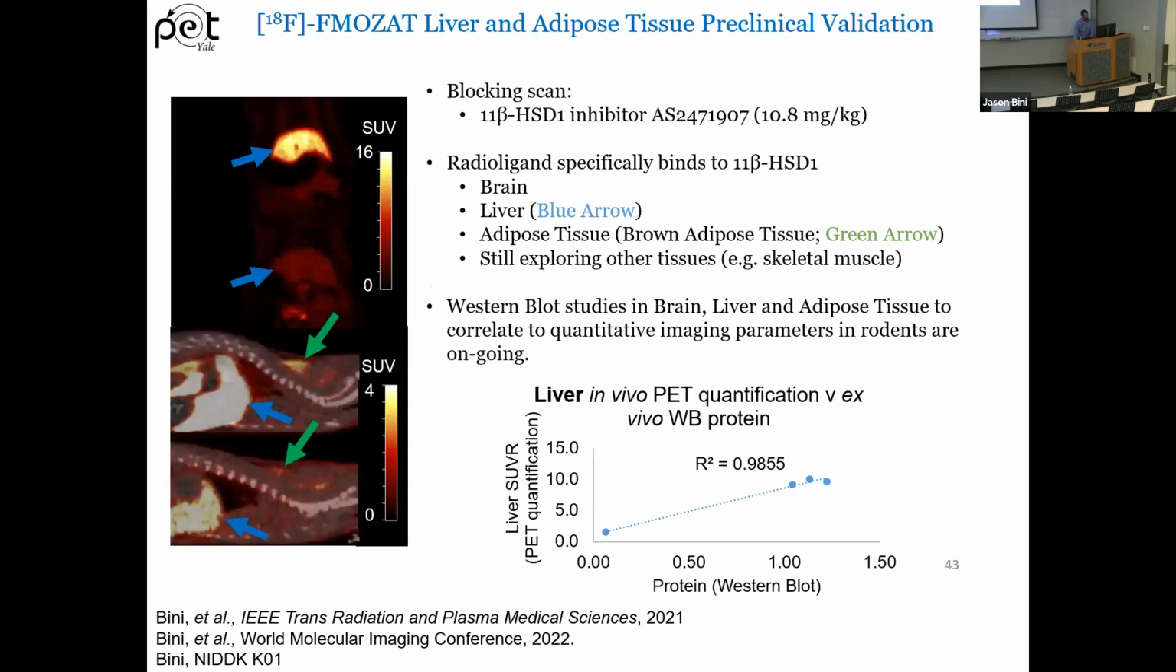And similar to the brain, we give a blocking drug. We show we're actually blocking what we see in the liver. And in this case, this is brown fat in the green arrow here. Then we take that out, do Western blots. We've shown a good correlation of our liver protein. We're working on some other Western blots now to quantify that.